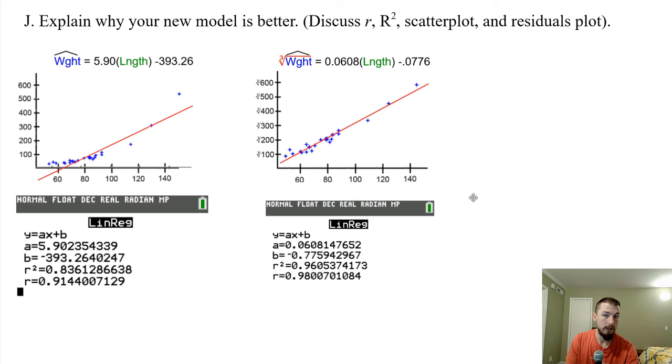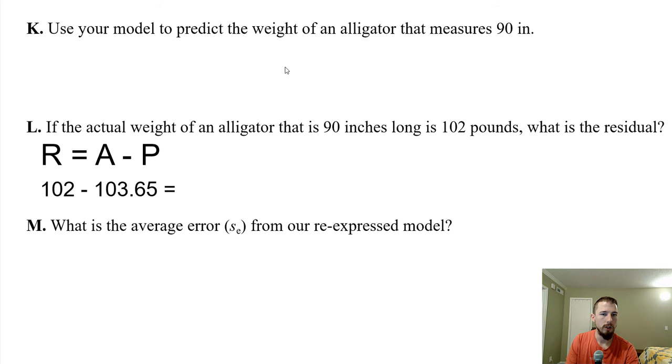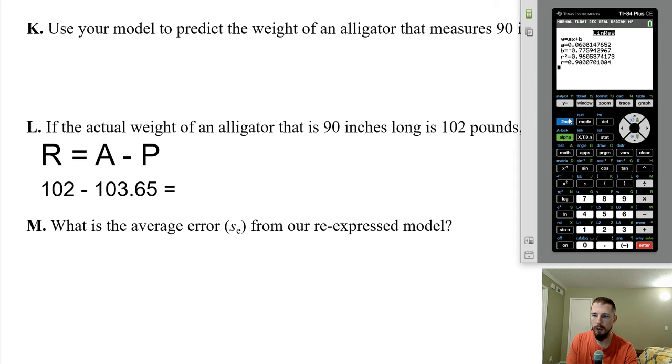And so yes, it is a better model. And notice it is the cube root of the weight instead of just the weight itself. Use your model to predict the weight of an alligator measuring 90 inches. The model was already saved as Y2 here. In fact, if I hit graph, it'll show us all that good stuff.